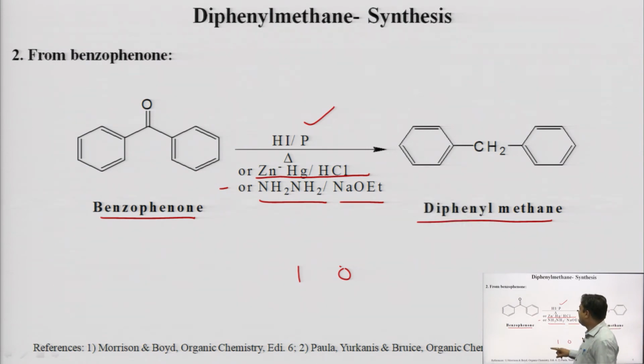Reduction can also be achieved by the use of sodium zinc amalgam and HCl. Again, in this reaction, the CO group gets reduced to the CH2 methylene group. And when benzophenone is reacted with hydrazine in the presence of sodium hydroxide, we get diphenyl methane as a product. So, very simple reactions for the synthesis of diphenyl methane.